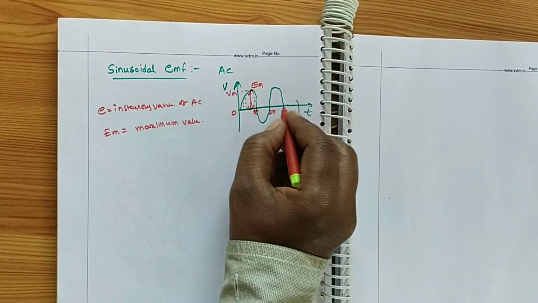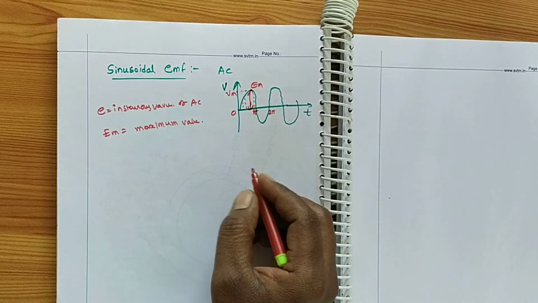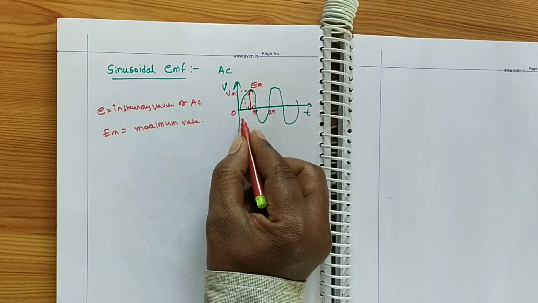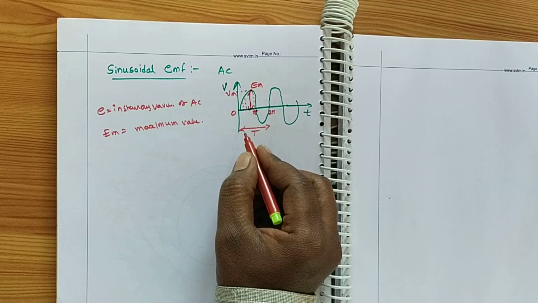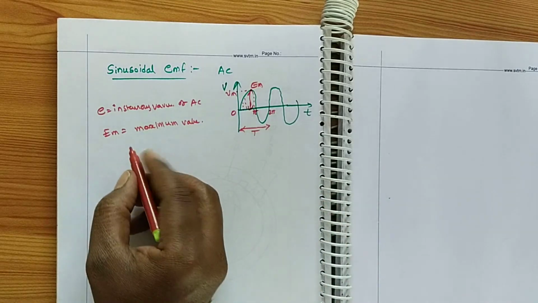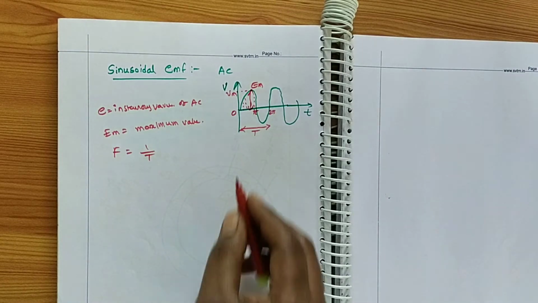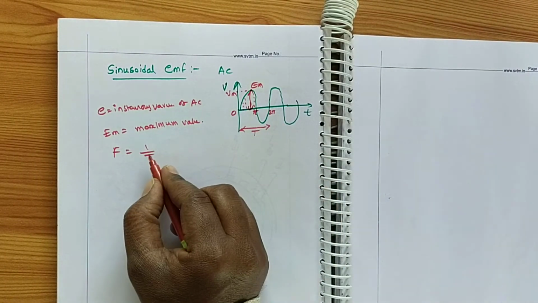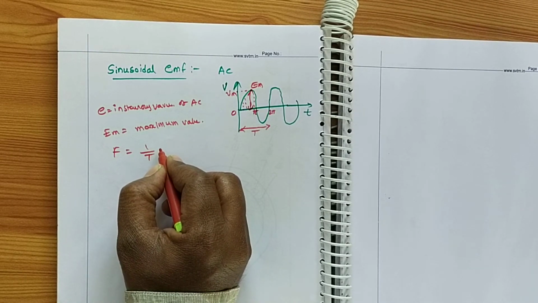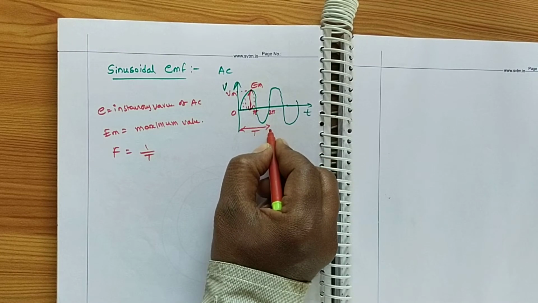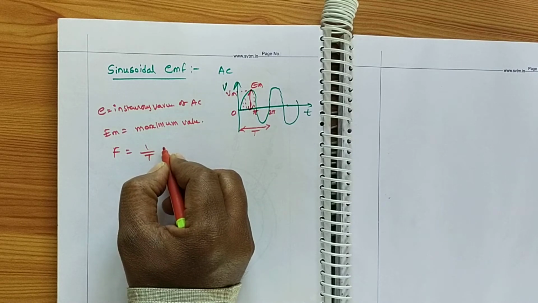What is meant by time period T? The complete cycle, positive cycle and negative cycle, both cycles together, is known as one cycle, and the time of one complete cycle is known as the time period. The number of cycles per second is known as frequency. Frequency is given by 1 by T, the reciprocal of the time period, so f equals 1 by T. If you know the time period of one complete cycle, then you can calculate the frequency as 1 by T.